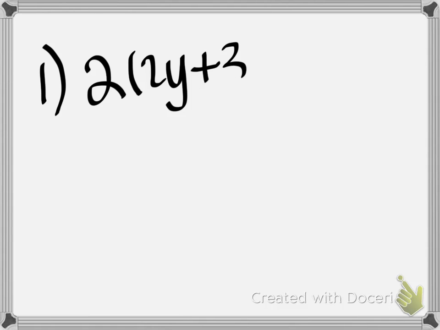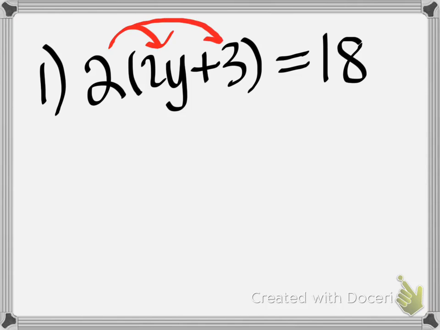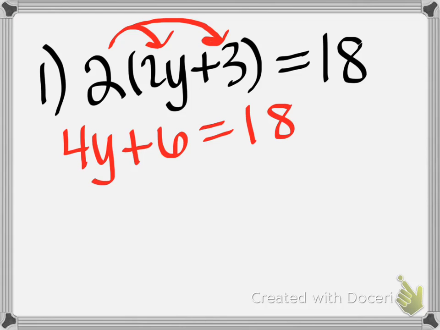Okay, so our first problem on the Algebra Essentials quiz was 2(2y + 3) = 18. The first thing we want to do here is get rid of these parentheses, so we have to distribute this 2. Now I have 2 times 2y, which is 4y, and 2 times 3, which is 6. Then I'm just going to bring down my equal sign and my 18.